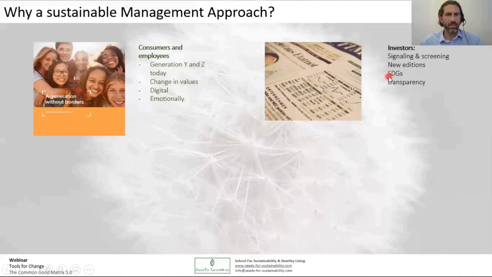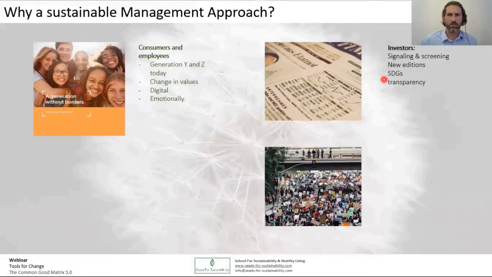We saw the importance of the SDGs, Sustainable Development Goals. In many instances, we need to show what we are doing as a contribution towards sustainable development. And when we talk about transparency, we will also see this is a way to show in a transparent way what you are doing.